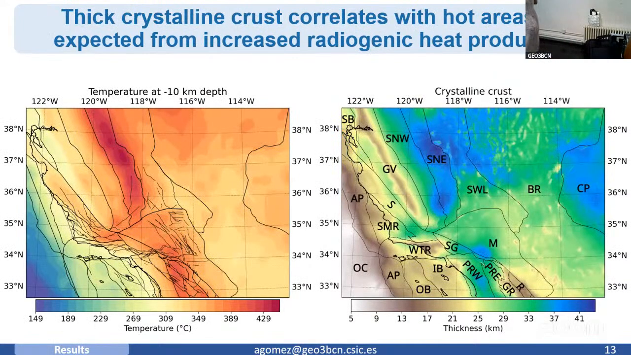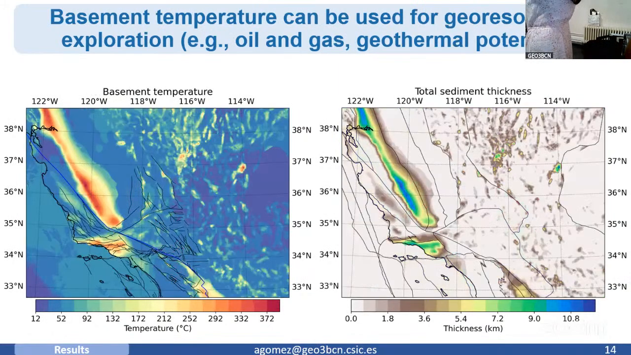So let's go to the results. Here in this map, you see the temperature at 10 kilometers depth. You can already see the first order control that the thickness of the crystalline crust has on this temperature, because places where we get highest temperature correlate with places with thicker crystalline crust, which is expected because we have an increased radiogenic heat production in thick crystalline crust regions.